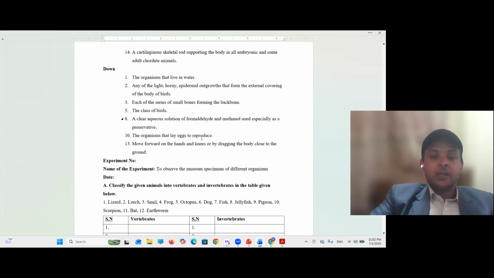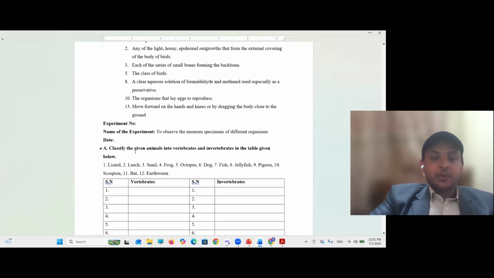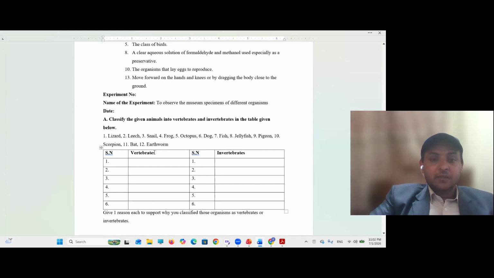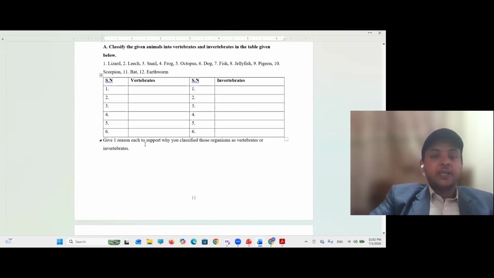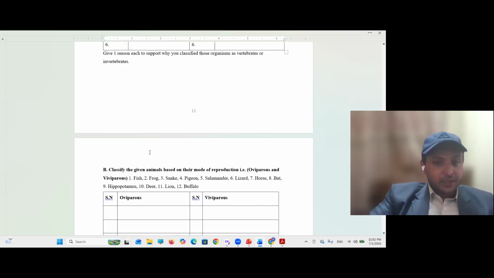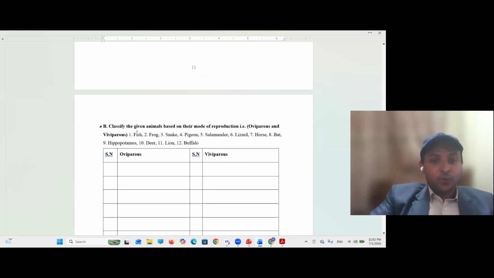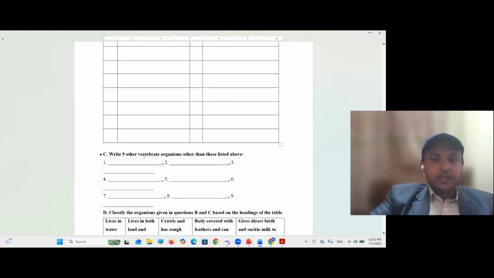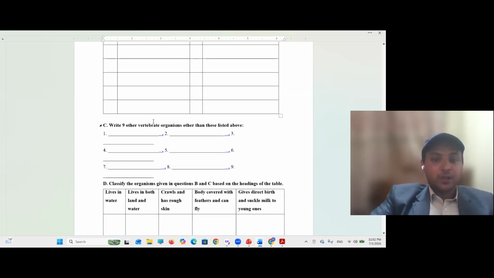Then they will do the experimental activity. They will classify these animals as vertebrate and invertebrate, like lizard, leaves, snail, and they will give the reason to question number one. Why did you classify the organism as a vertebrate or invertebrate? How do you know it? They will explore the reason, they will write the reason, then they will be given the list of organisms. They will classify these organisms into viviparous and oviparous groups. And later on they will also add some other vertebrate organisms beyond the list.